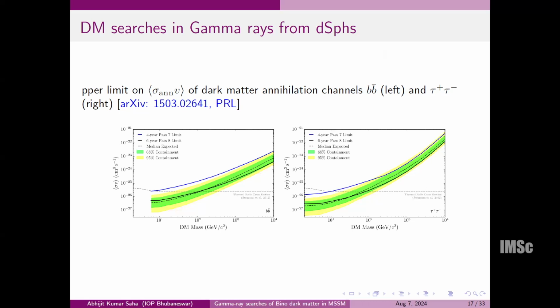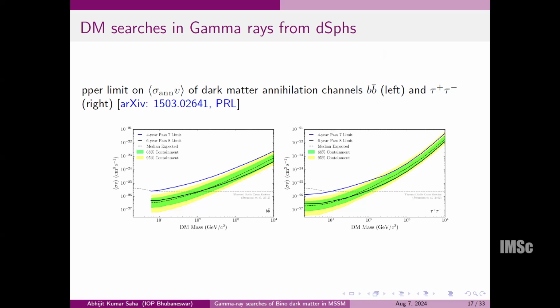So if you propose a model, you need to check the sigma v. It should be below the allowed limit. If it goes above this blue line or the black line, whichever you believe is the correct one, then your model is ruled out. Wait, what is the blue and what is the black? Blue is for the 4-year data and black is the 6-year data, with 1 sigma and 2 sigma bounds.